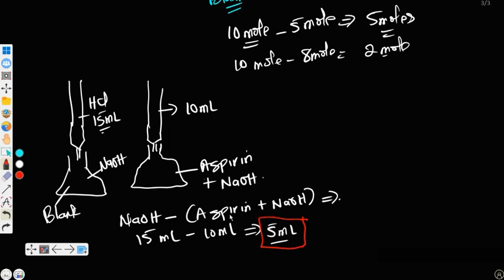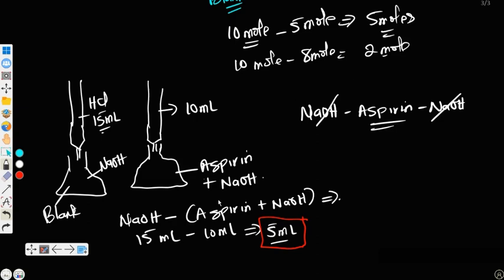Do you know why? Because if you look at this very well, if you use this minus to go through the bracket like normal mathematics, this will be sodium hydroxide minus aspirin minus sodium hydroxide. Sodium hydroxide will cancel sodium hydroxide. So what is left is aspirin. So we say that this 5 mil is due to the presence of aspirin. Do you understand?